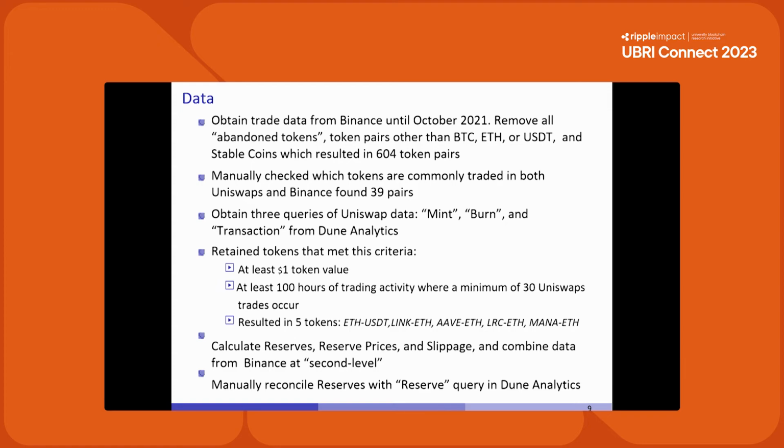And we got at least 100 hours of sample data meeting this criterion, at least 100 hours where 30 Uniswap trades took place within an hour. And from there we selected 5 token pairs that were commonly traded. Then we calculated reserves, and we manually reconciled that the reserves are correct so that we assure the data is right.